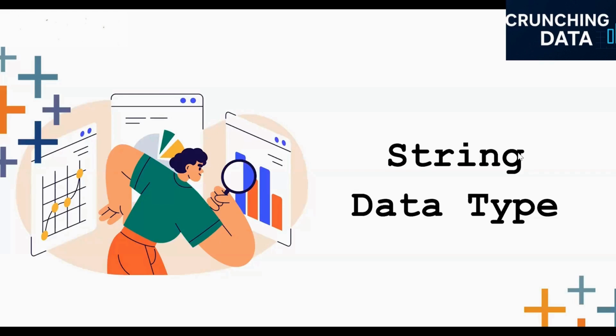Hello everyone. In this session, we'll be talking a bit more about the string data type in Tableau. When we were learning about calculated fields, we talked about the string data type and we also created some calculated fields for that. In Tableau, the string data type is used to represent and manipulate text or character data. A string can contain letters, numbers, special characters, and symbols.